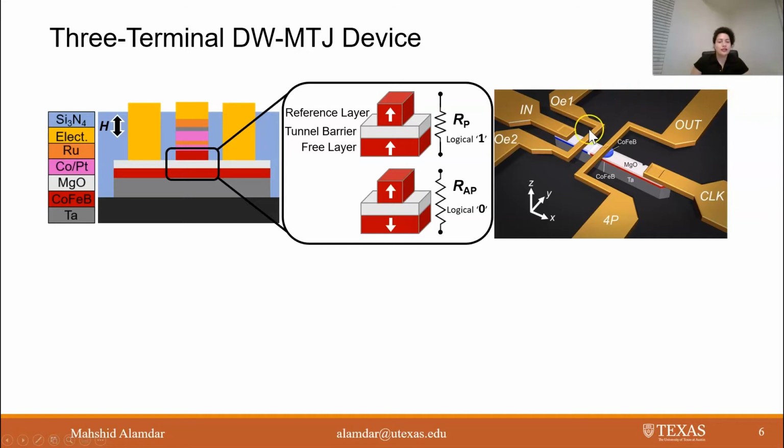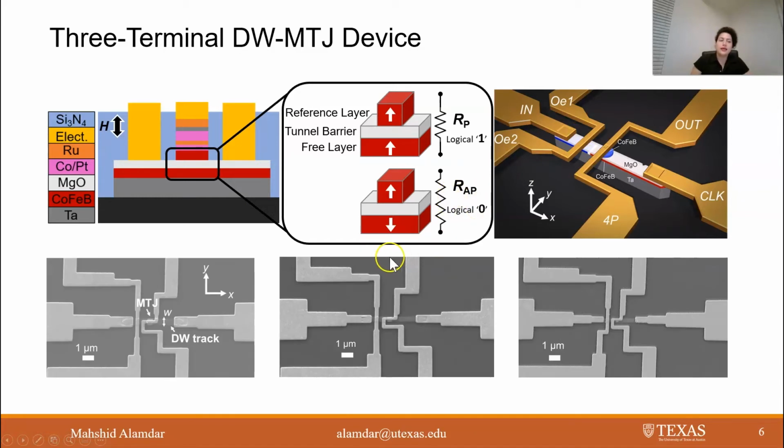This Oersted field line electrode is used to nucleate the domain wall initial position entirely with the current. A notch is also fabricated on each side of the track to keep the domain wall from exiting the device. And here you can see the SEM images of the device prototypes with domain wall track width of 450 nanometer, 350 nanometer, and 250 nanometer.